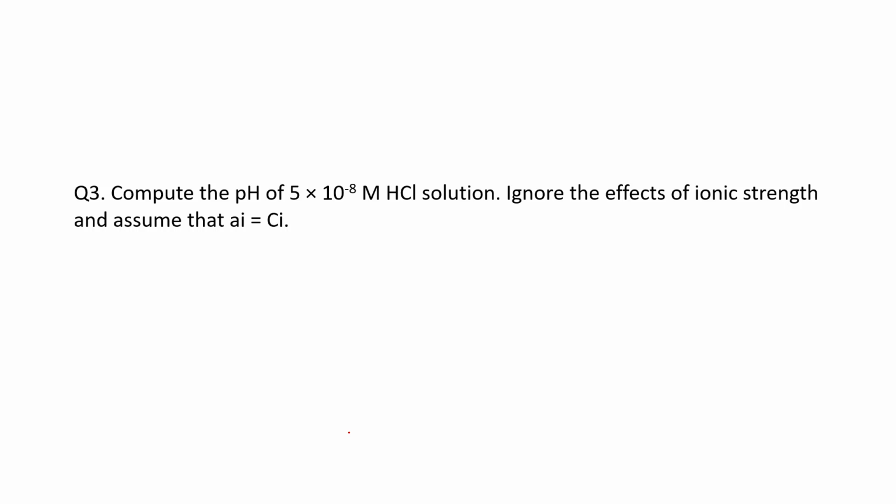Coming to question number 3, compute the pH of 5 times 10 raised to power minus 8 molar HCl solution. Ignore the effect of ionic strength and assume activity is equal to concentration. Here, the important thing is that it is a strong acid, so usually we would report pH as 8. But that is not the case. Try to use the water dissociation constant as well and find the answer. You can use the visual Minteq as well. We'll see the solution in a while. Please try this.